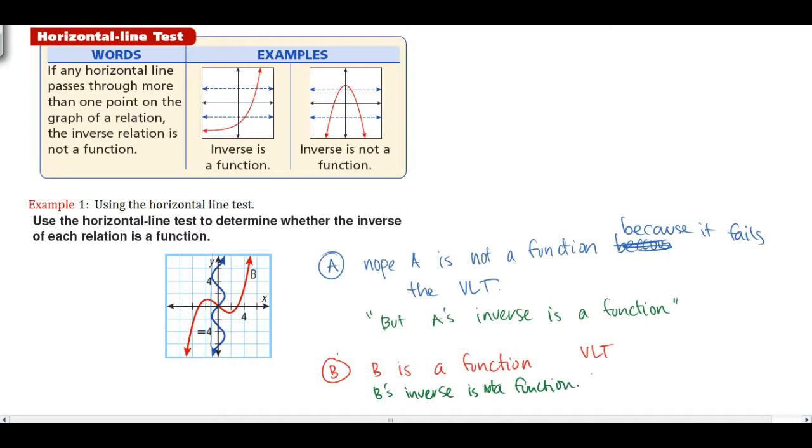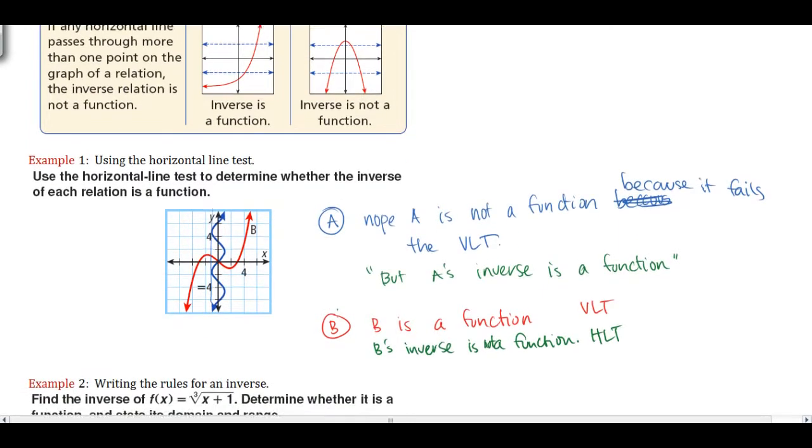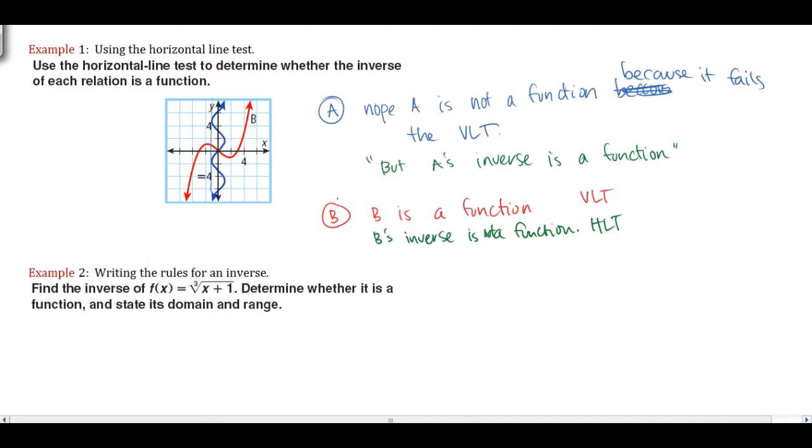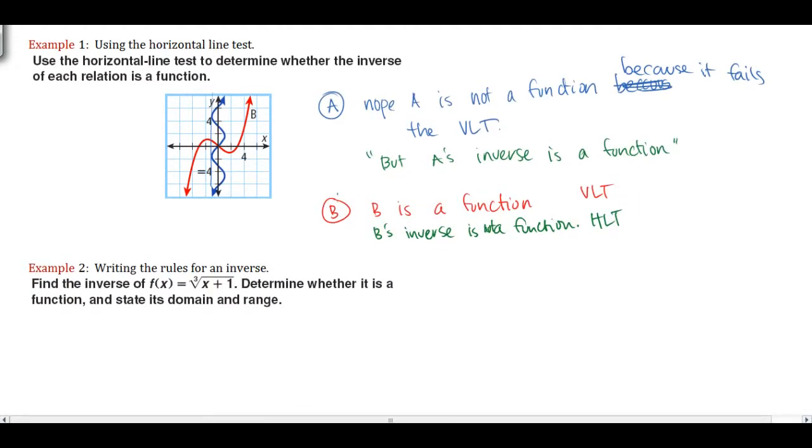And that's because of the horizontal line test. So the vertical line test tells us if the graph we're looking at is a function. The horizontal line test tells us if its inverse is a function, yay or nay. All right, let me ask you a question about that, and I'll see you on the flip side.